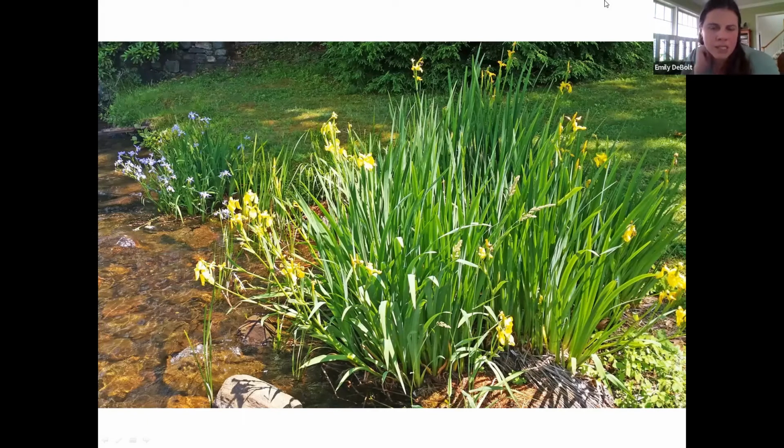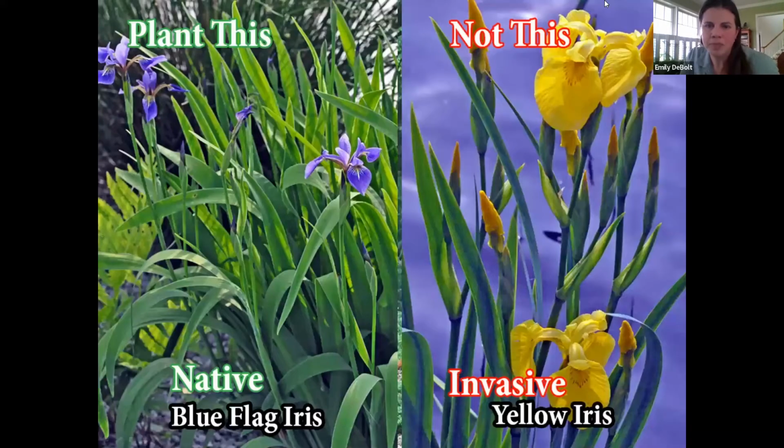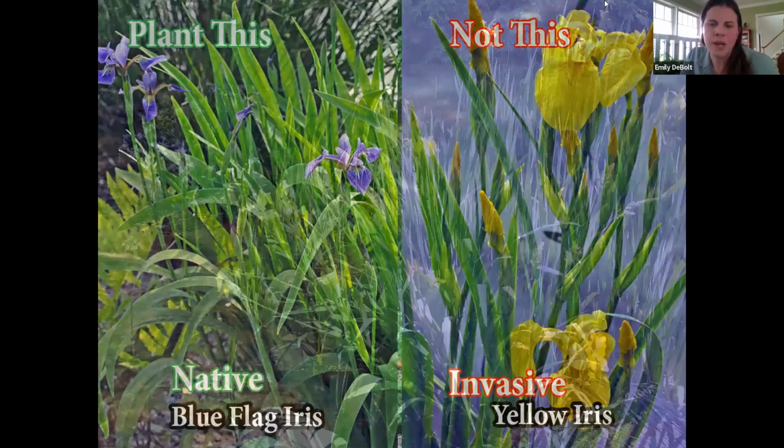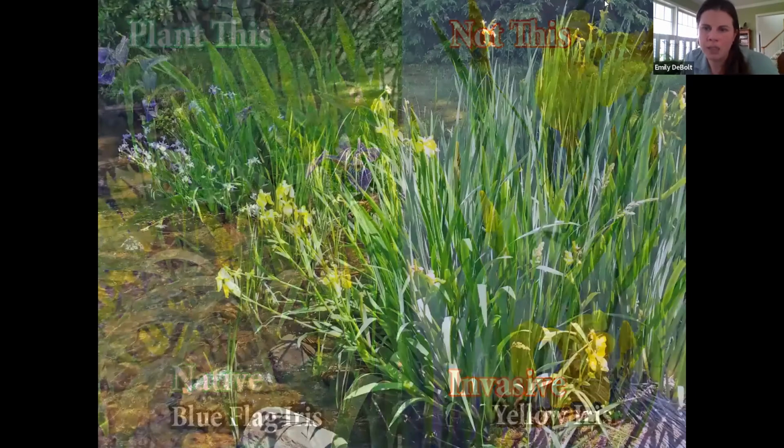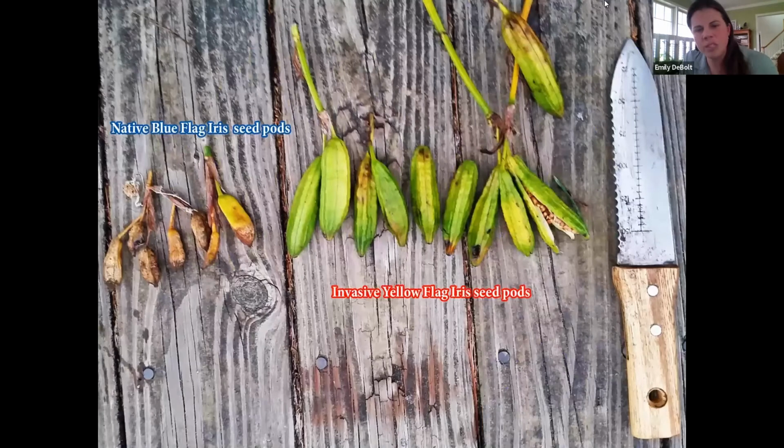And I know when they're not side by side, it's hard to compare, but there's a really big size difference. I mean, yellow flag is just so much larger than our native blue flag. And so again, we want to avoid the yellow flag. And here's another example too of the seed pods. If they're past bloom, but you have seed pods and you can get an idea, that can also really help you. You can at least get those seed pods off and keep them from floating downstream. But the yellow flag seed pods are just that much larger than the native blue flag.